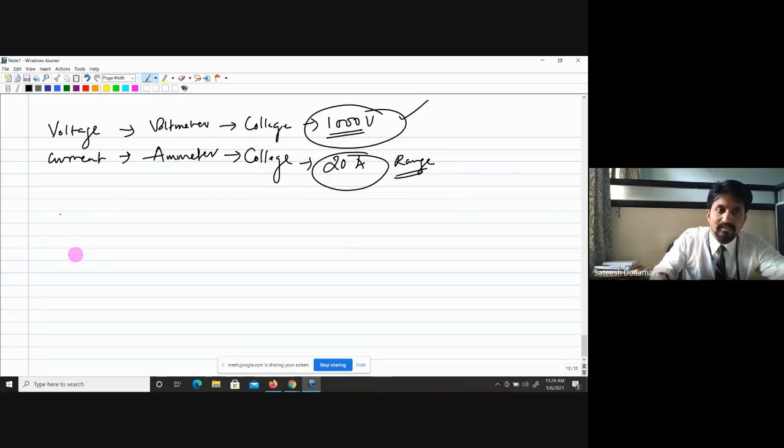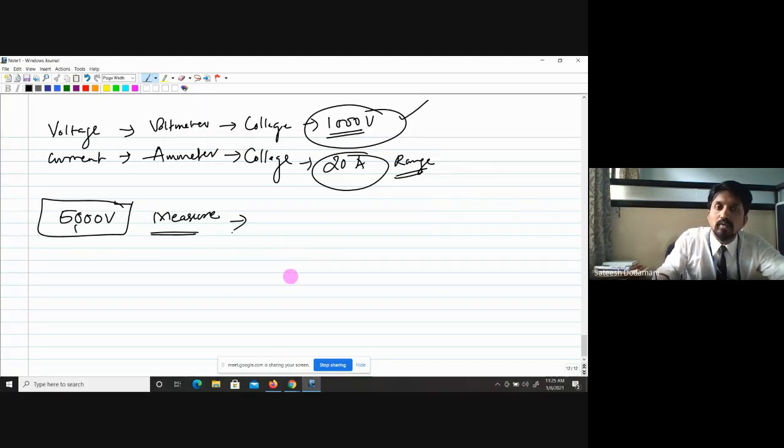Now, if there is 5000 volts and I want to measure this voltage, so in between how much voltage will be there, that way I want to measure. Then which voltmeter do I have to use here? Usually we get voltmeters only up to 1000 volts.